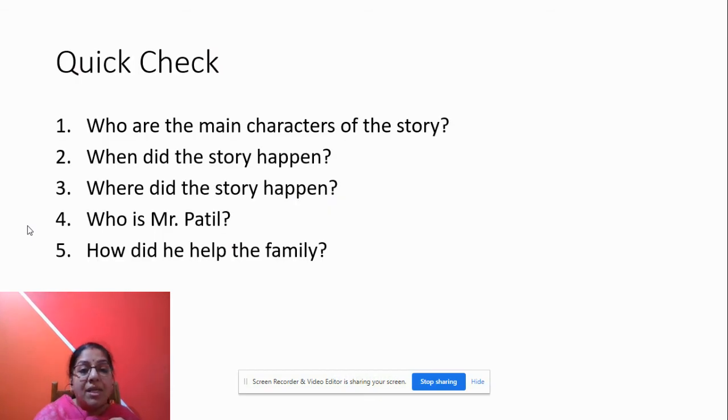Now, who are the main characters of the story? I know that you will give me a very quick answer. Yes, Mohan, Babu, Manju, Amma, Mr. Patil, and Suman. When did the story happen? Where did the story happen? Who is Mr. Patil? How did he help the family? I'm quite sure that once you go through this presentation, you will have all the answers with you.